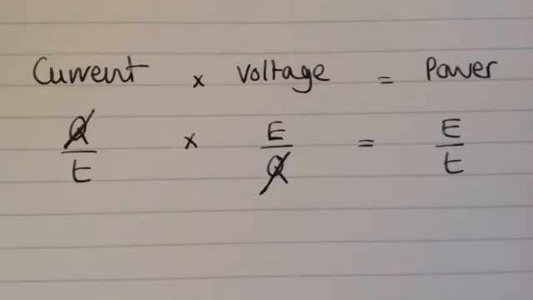But power can also be calculated from another equation by multiplying current and voltage. If we look at why, current is the rate of flow of charge, charge divided by time. Voltage is the energy transferred per unit of charge, energy divided by charge. So if we times the two together, the charge cancels out, leaving us power is energy divided by time. Power is the rate of transferring energy.